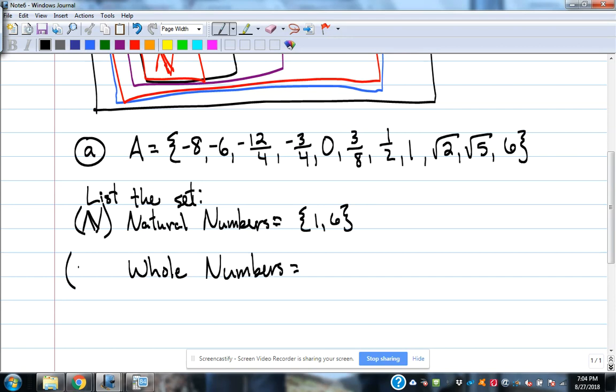The whole numbers, the abbreviation for whole numbers is make a W and then double the bar on the first one. That's the abbreviation for whole numbers. It's like that. What do the whole numbers add to the natural numbers? The 0. That's it. 0, 1, 6.